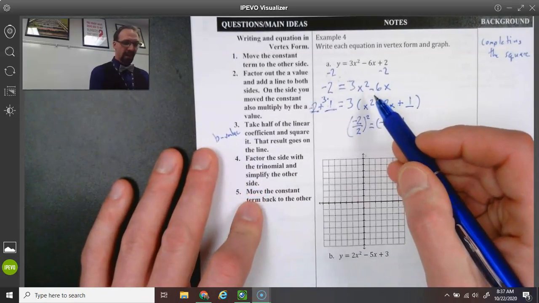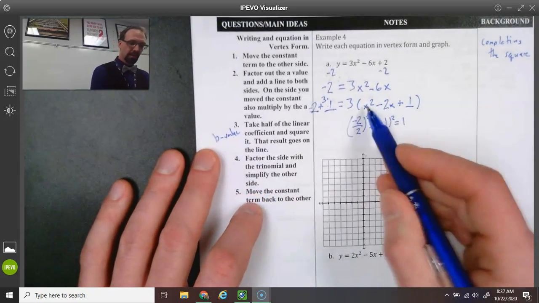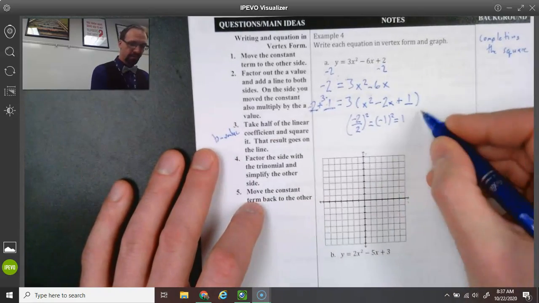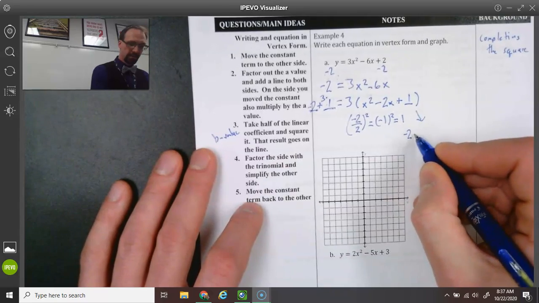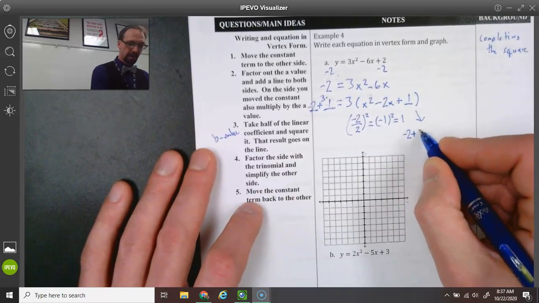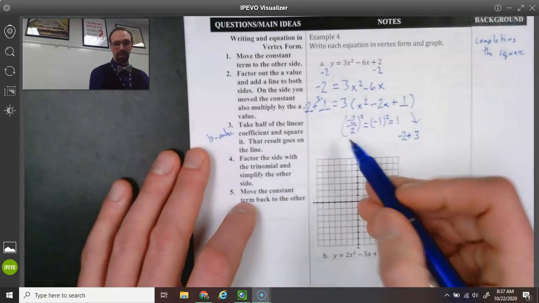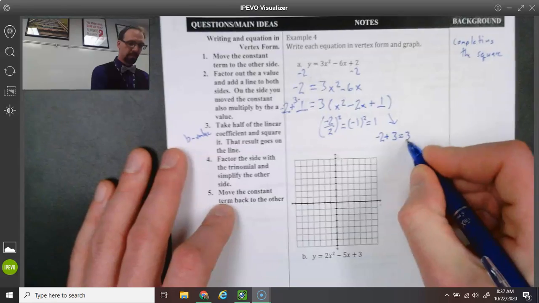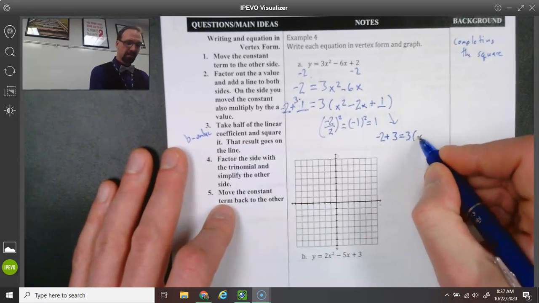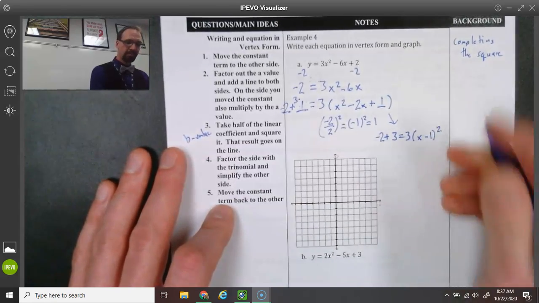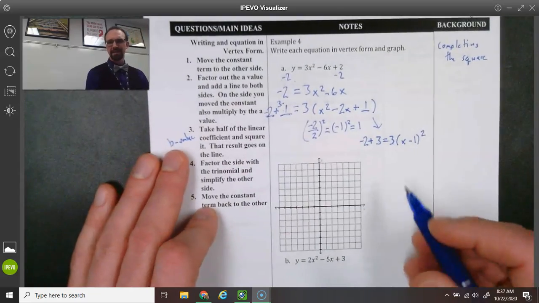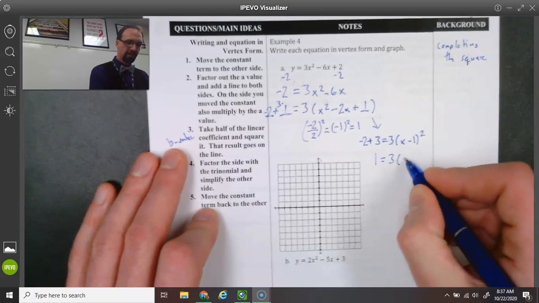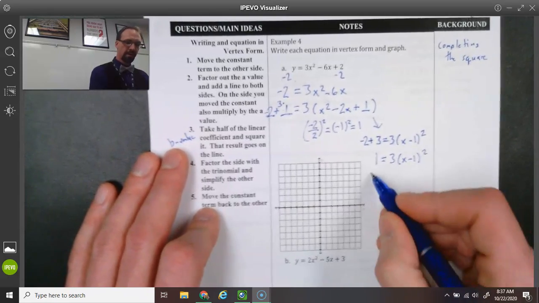It says factor the side with the trinomial. So we're going to factor this side, and then we're also going to combine this over here. So I have negative 2 plus 3 times 1, so that's 3. Again, that's because 3 times 1, because of this 3 over here, equals 3, and then I'm factoring this side. This side's going to be x minus 1 quantity squared. I need to simplify the negative 2 plus 3. Negative 2 plus 3 is 1, so I have 1 equals 3 times x minus 1 quantity squared.